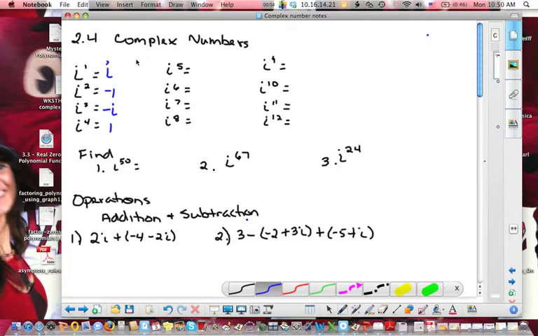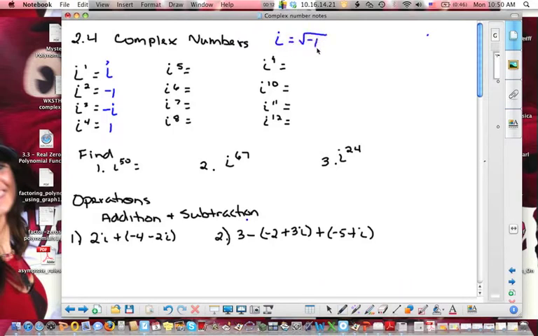Lesson on section 2.4, complex numbers. A complex number is basically defined as i equals the square root of negative 1. So anytime you have a negative inside a radical, to simplify, it comes out as being an i.